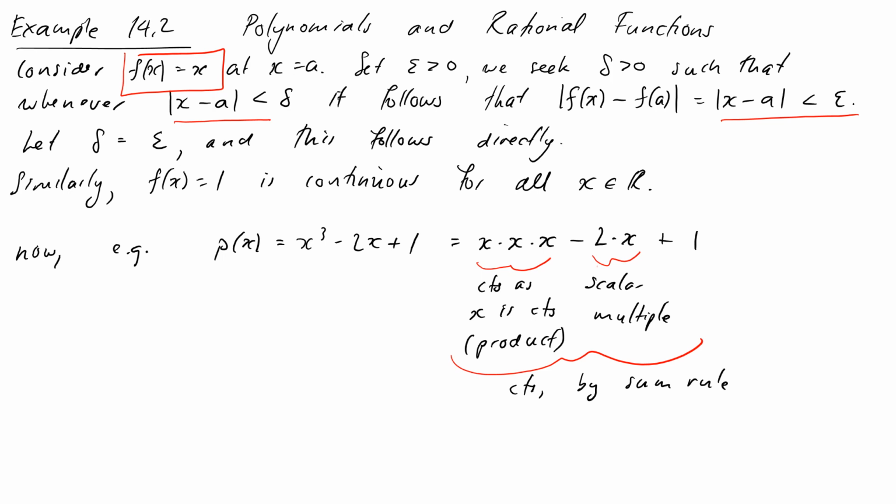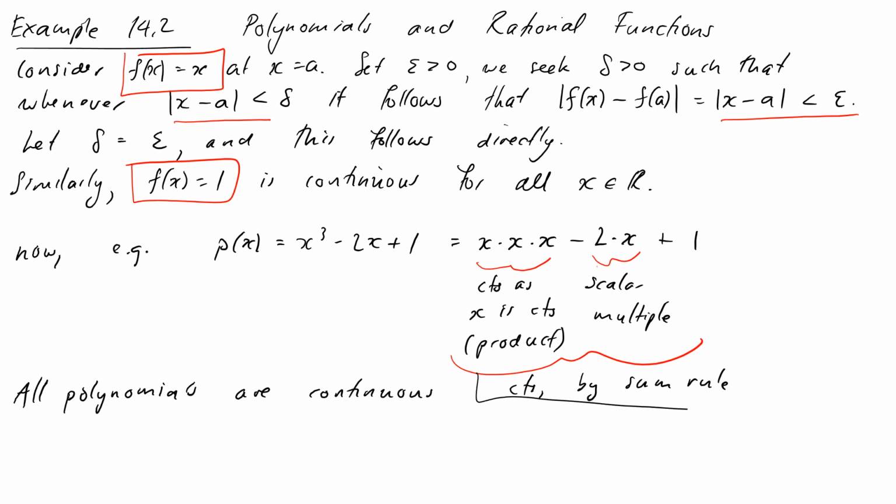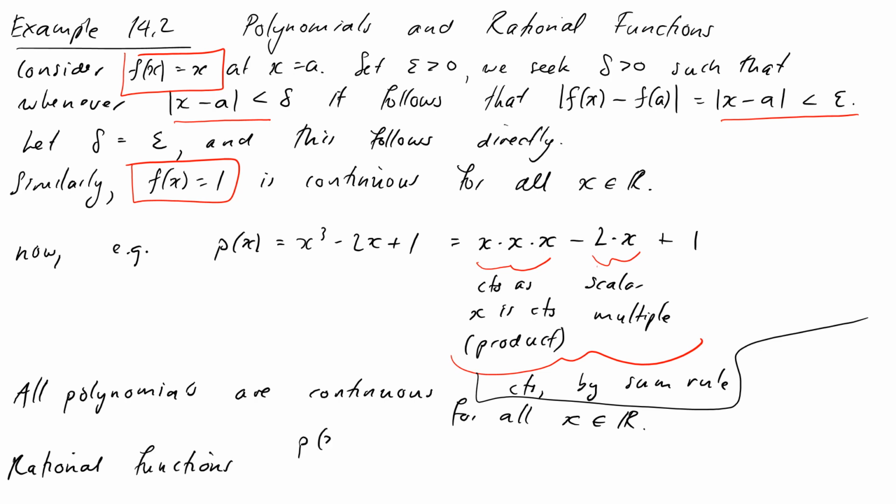So what follows from these two particular cases, f of x equals x and f of x equals 1, is that in fact all polynomials are continuous for all x in R. And similarly, rational functions, and these are just polynomial divided by polynomial, are continuous for x in R except where the denominator is 0.